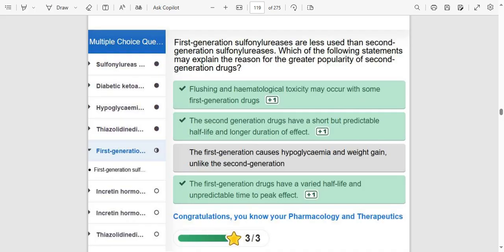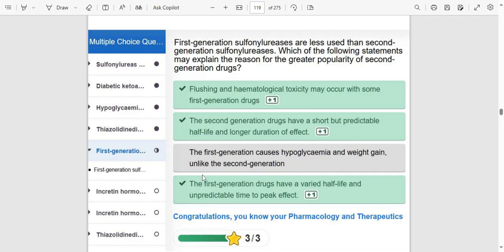Second generation have a short but predictable half-life and longer duration of effect. You can see this statement. This is the one we are saying biological half-life. Second generation drugs have a short but predictable half-life and longer duration of effect. They will still remain working even when they've been excreted. First generation causes hypoglycemia and weight gain, unlike the second generation.